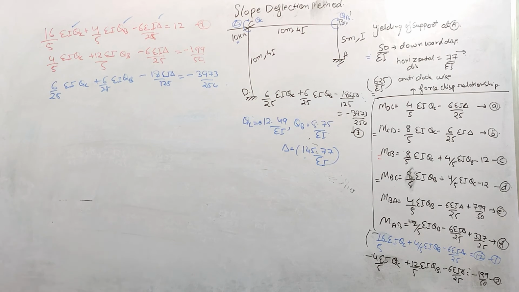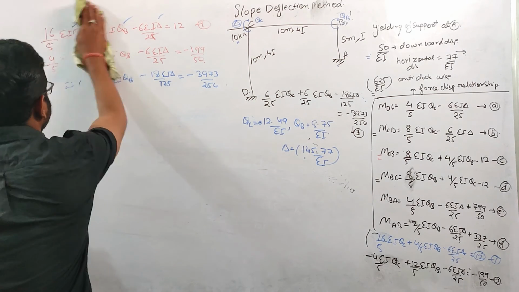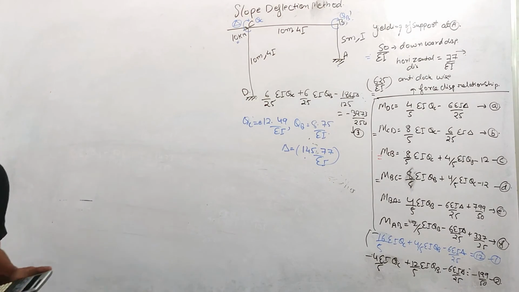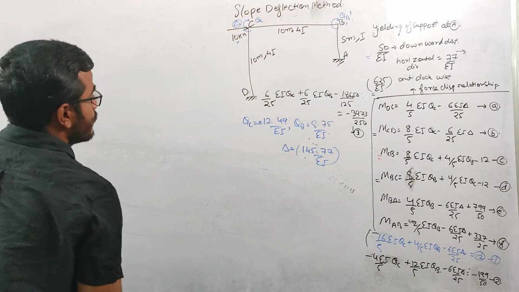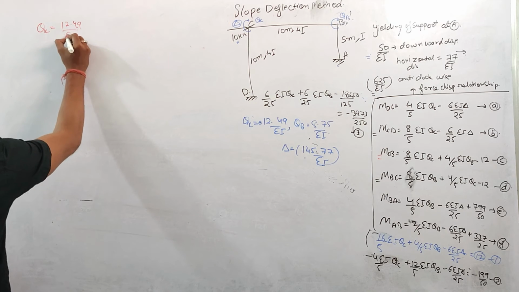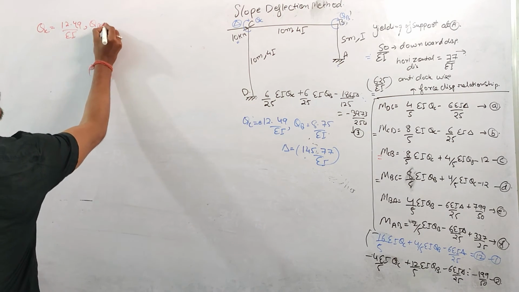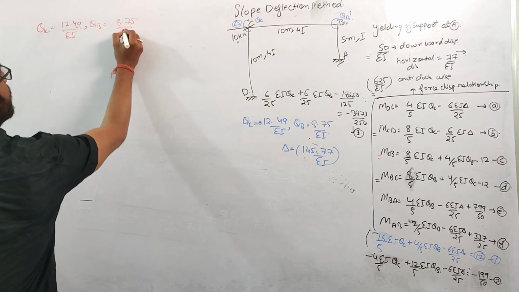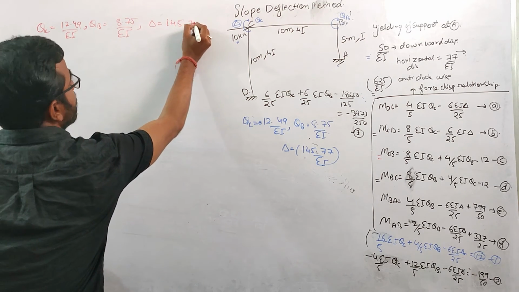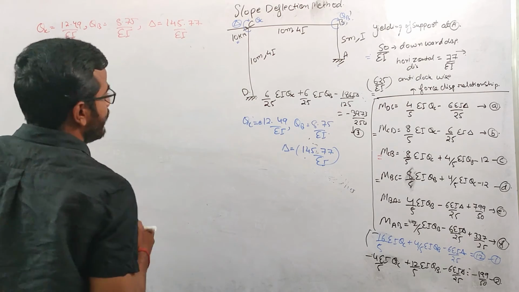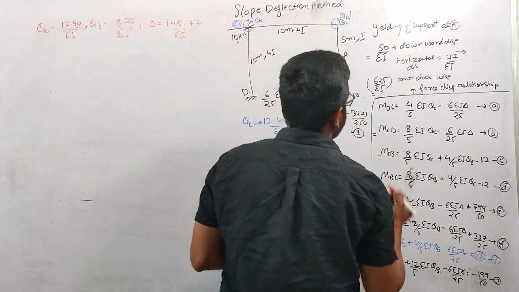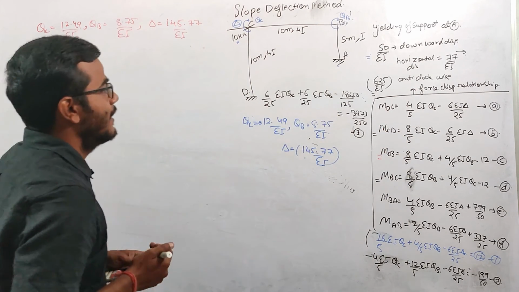Okay, so this is the major part of the problem which we have solved, in which we have calculated the displacements. So the displacements are theta c equals 12.49 over EI, theta b is 8.75 over EI, and delta equals 145.77 over EI. Now we have displacements. Now we can calculate these internal reactions, or you can say internal moments. Okay, so let us calculate that.